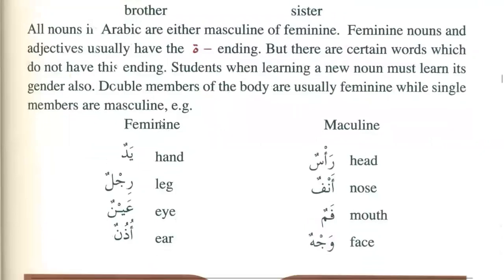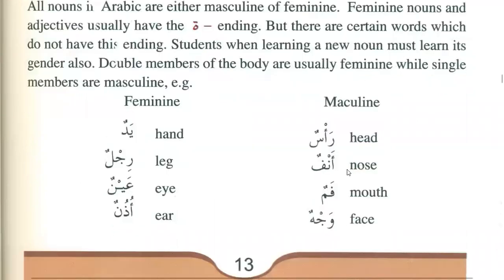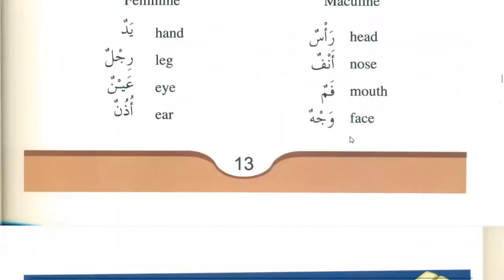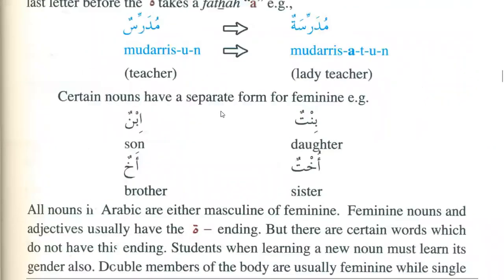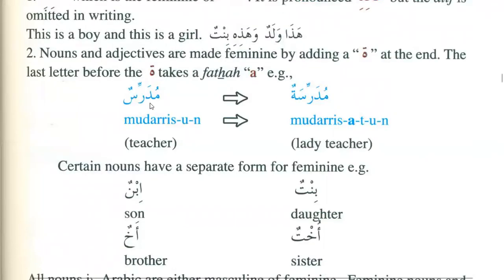For example, feminine: yadun, hand. Rijlun, leg. Aynun, eye. Udhunun, ear. Masculine: ra'sun, head. Anfun, nose. Famun, mouth. Wajhun, face. So, you studied that. Some nouns are made feminine by adding ta marbuta, and in some nouns we have different forms for the feminine.